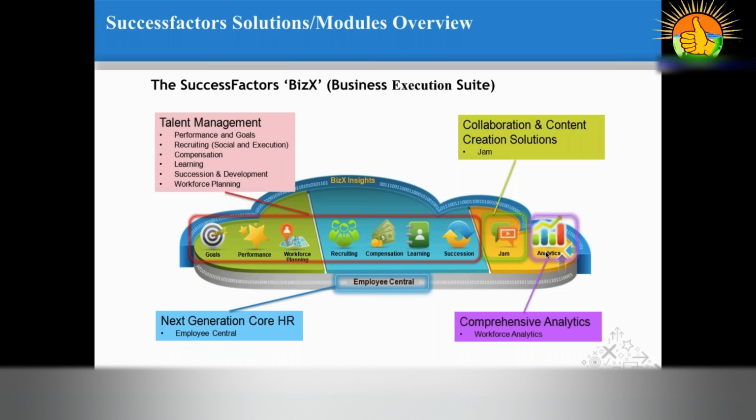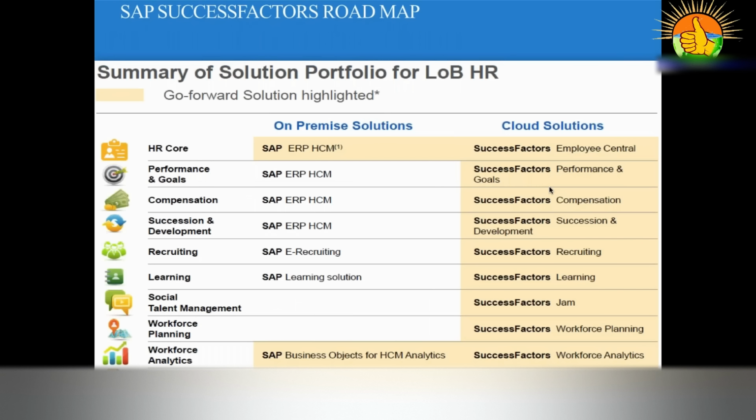And then finally we have Jam and analytics, wherein the workforce planning is done accordingly. So that is the business execution suite of SuccessFactors, and this is how the modules are segregated over here. And this is going to show the support that SAP is going to extend towards HCM and SuccessFactors in future. That is, these are all the modules. This is the on-premise HCM solution. This is a cloud solution, which is SuccessFactors.